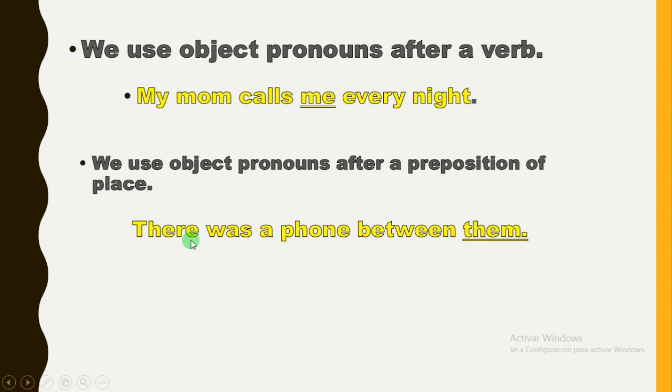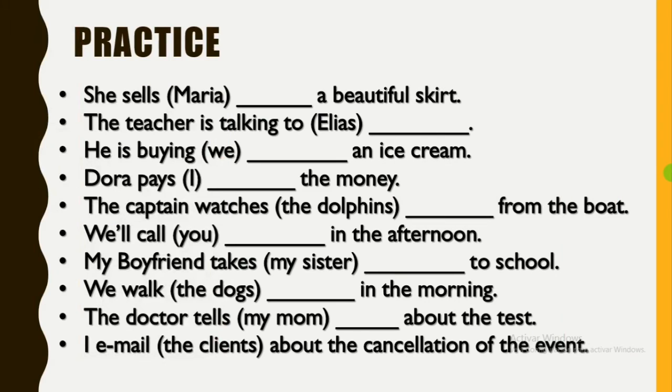Bien, tenemos we use object pronouns after a preposition of place. Here we have the example. There was a phone between them. Okay, había un teléfono en medio de ellos. Between them. Ok. Bien. Entonces, vemos que los pronouns sustituyen a la persona de quien se habla.